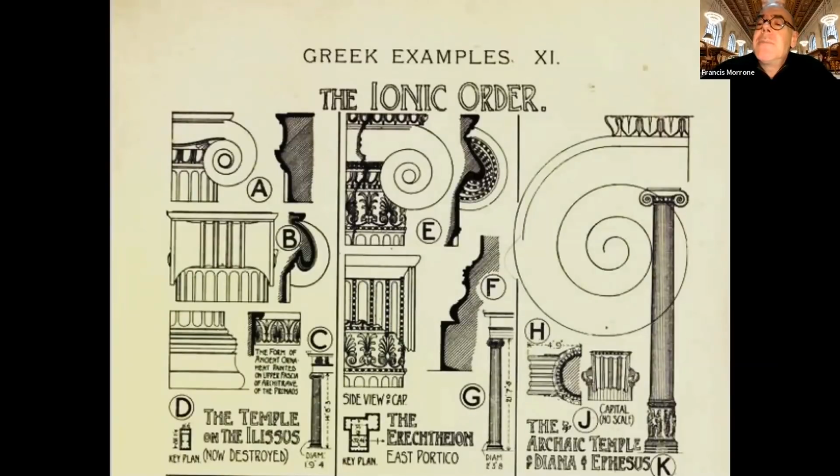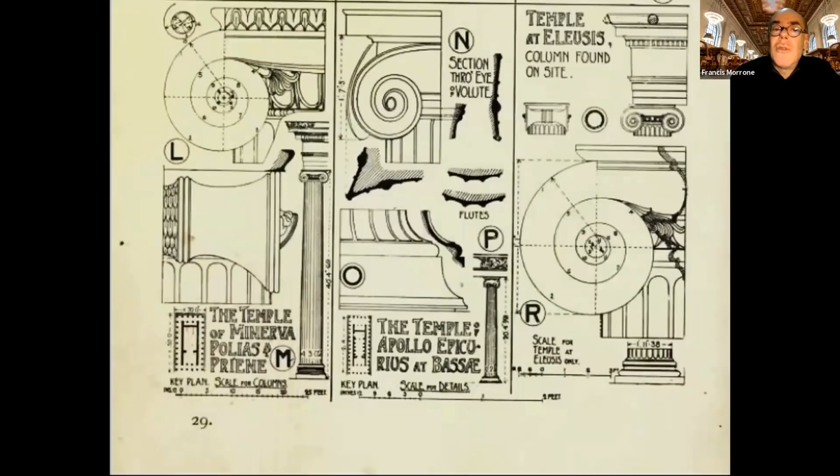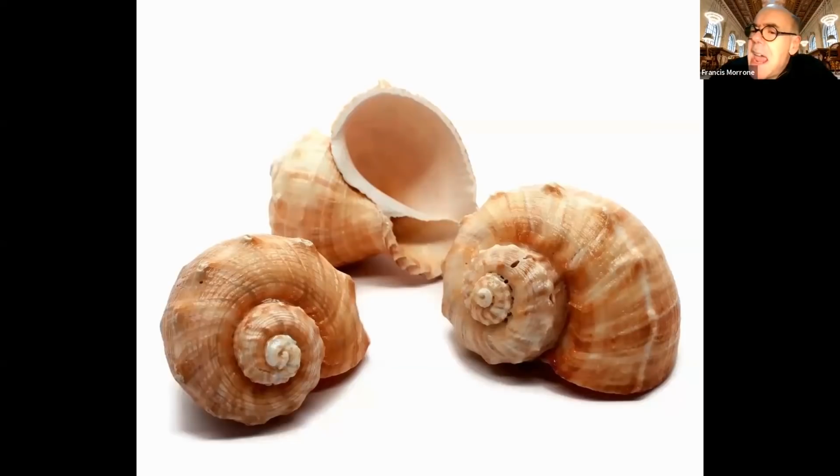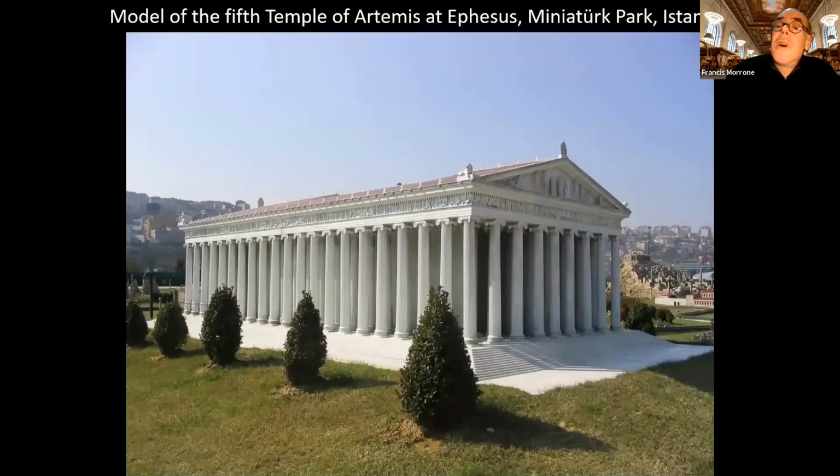Let me simply try to get through the rest of the material as quickly as I can here so that you can all eat dinner. But this is the Ionic Order, may be based on whelk shells. Why not? And this is one of the early great Ionic temples. This is the fifth temple of Artemis at Ephesus. This is a reconstruction of it, which is in Istanbul.